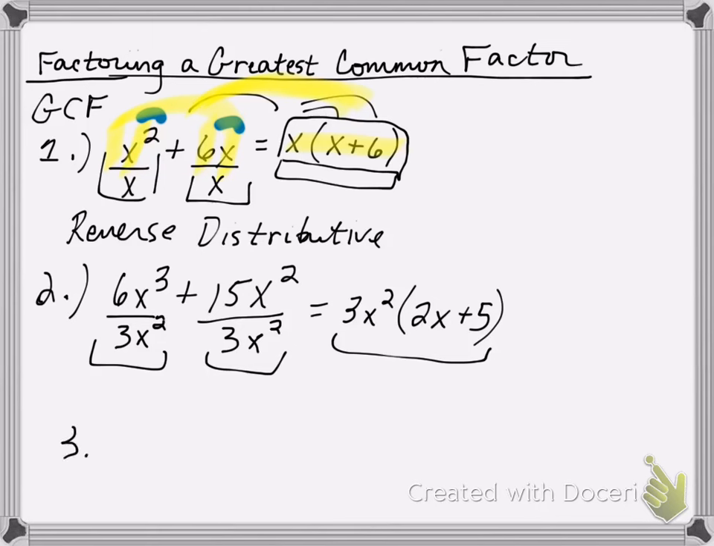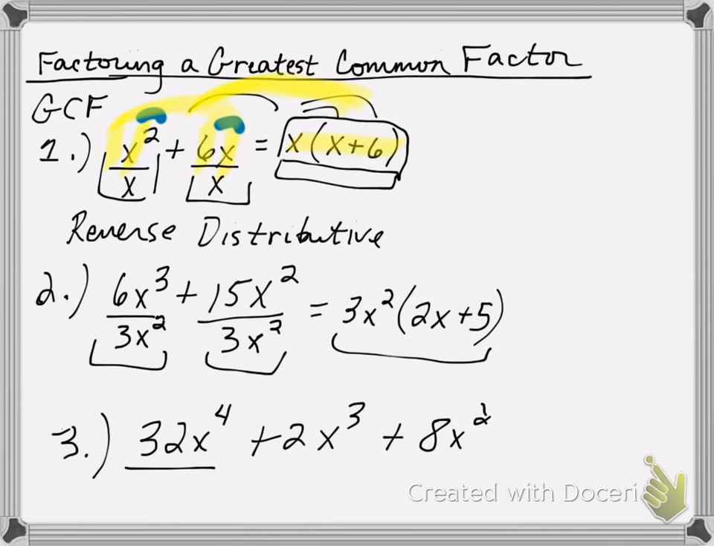Number 3, you have 32x to the 4th plus 2x cubed plus 8x squared. I'm probably going to run out of room here, but we'll try to squeeze it in. GCF here is going to be 2x squared. Sorry about that, that's a 2 right there.